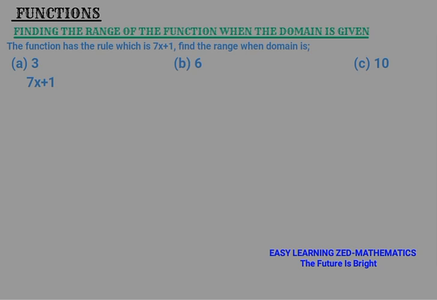7x plus 1. Now, when you have identified the rule, the other thing you need to know is what a range is, as well as what a domain is. Now, the range is the output. As you can see down there, I've written in red: the range is the output, the answer you get. Okay? Then, domain is the input. Something which you put in.